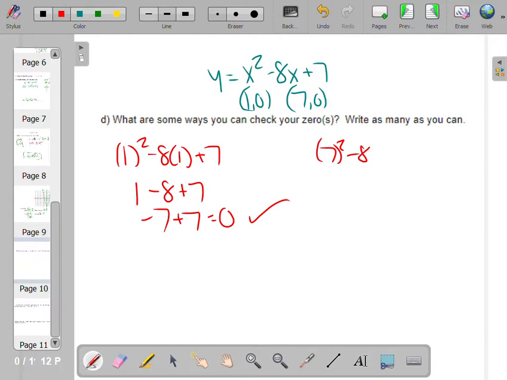7 squared minus 8 times 7 plus 7. 49 minus 56 plus 7. You can use your calculator. That's negative 7 plus 7, which is also 0. Sweet. So I know that they are correct because when you plug them in, you get 0. But there's some other things I could do.